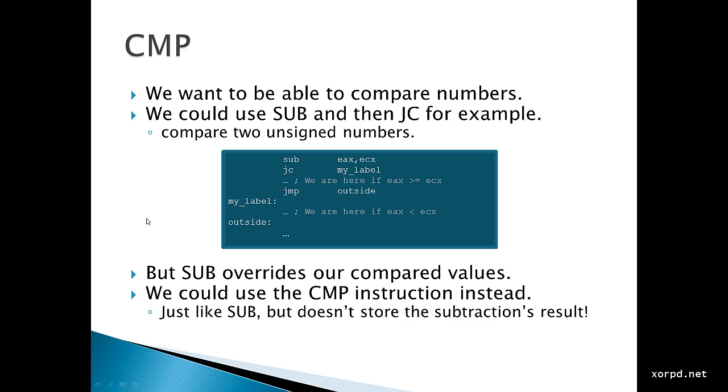The solution is the compare instruction. We could use the compare instruction instead of the sub instruction. The compare instruction is just like the sub instruction, however it doesn't store the subtraction's result. That means that the compare instruction is some kind of simulation for what would happen if we did the sub instruction. It affects the flags just like the sub instruction, however it does not override any of the arguments, and it does not actually calculate the result. It only simulates what would happen to the flags register if we used the sub instruction. So it's a pretty cool instruction. It is very useful to compare numbers.